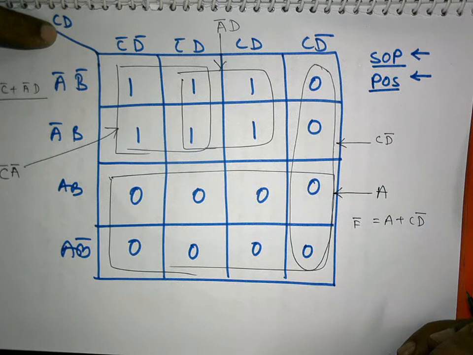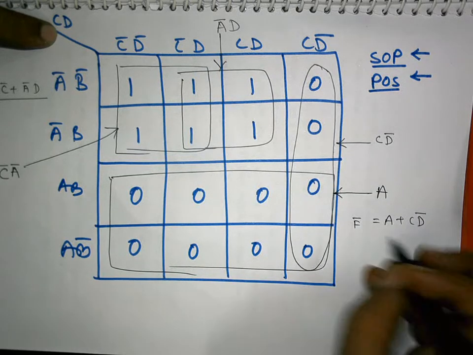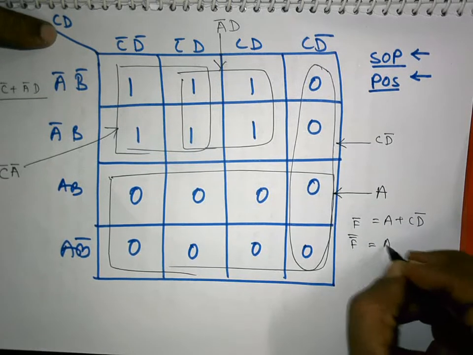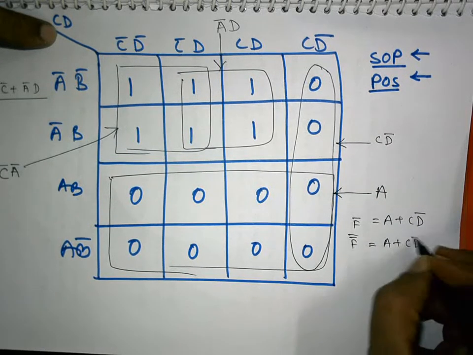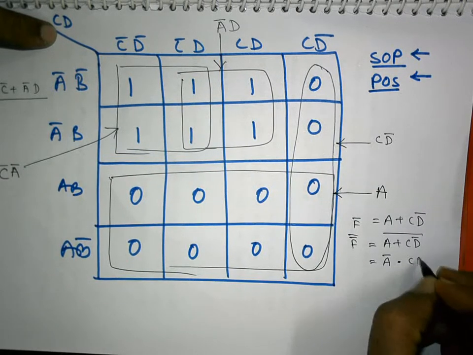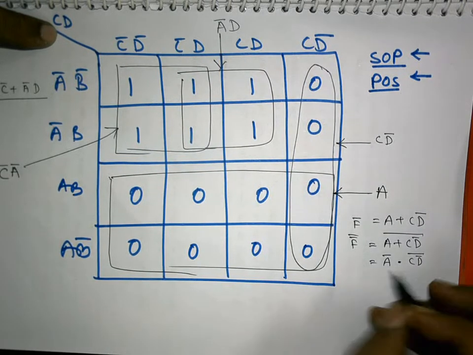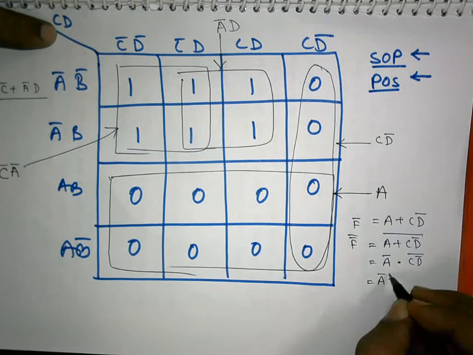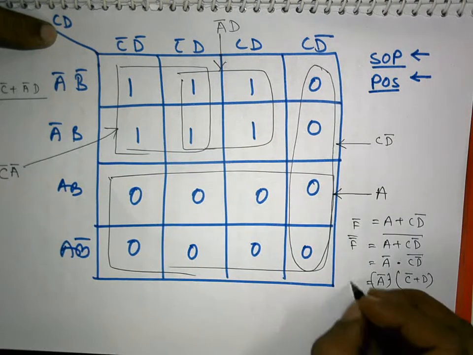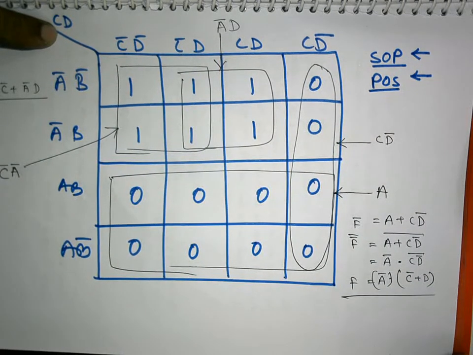Why? Because we are assuming 0 as 1 and 1 as 0. Now, to get F, we will further take the complement on both the sides. This will be A bar dot CD bar whole bar. So this will be A bar and C bar plus D. So this is the function realized using the product of sum method.